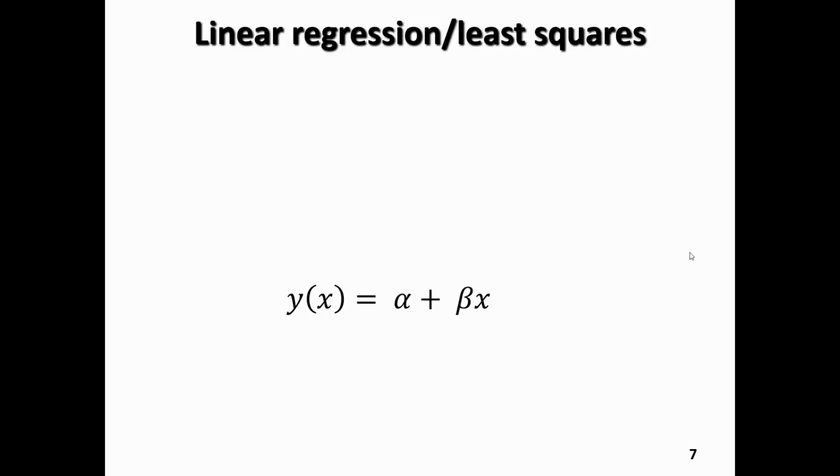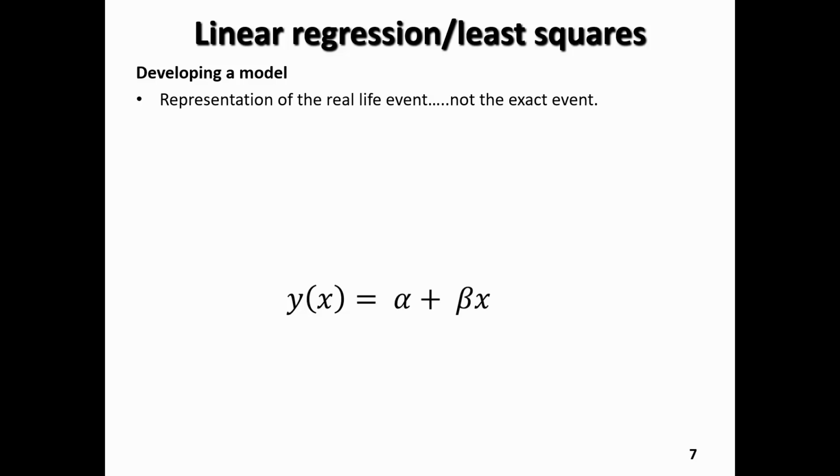In this lecture, we're going to take a closer look at how we go forward with a linear regression analysis. The terms linear regression and least squares are often associated with each other in terms of trying to predict an outcome from one or more predictors. And this approach is predicated on developing a model. A model is simply the representation of some real life event.